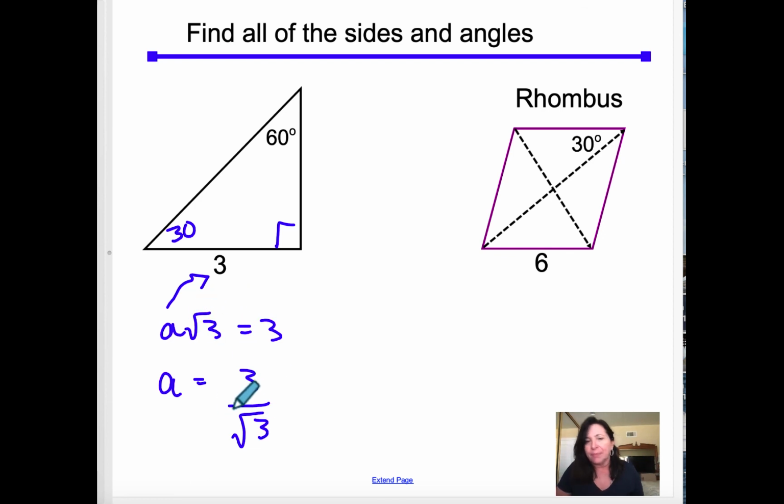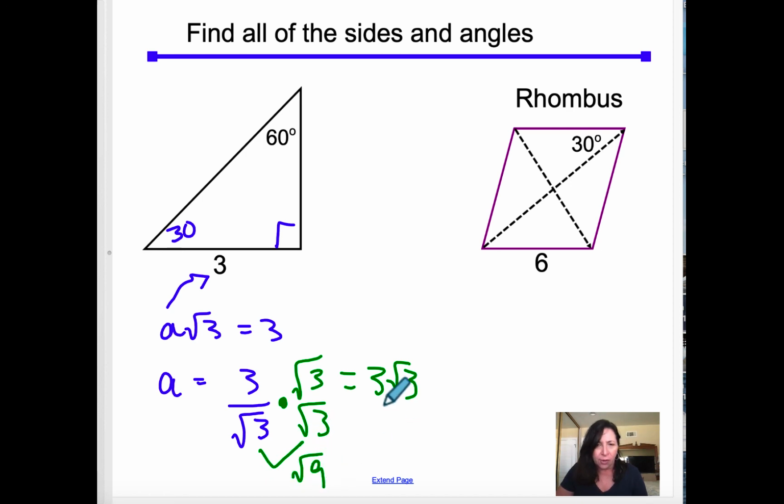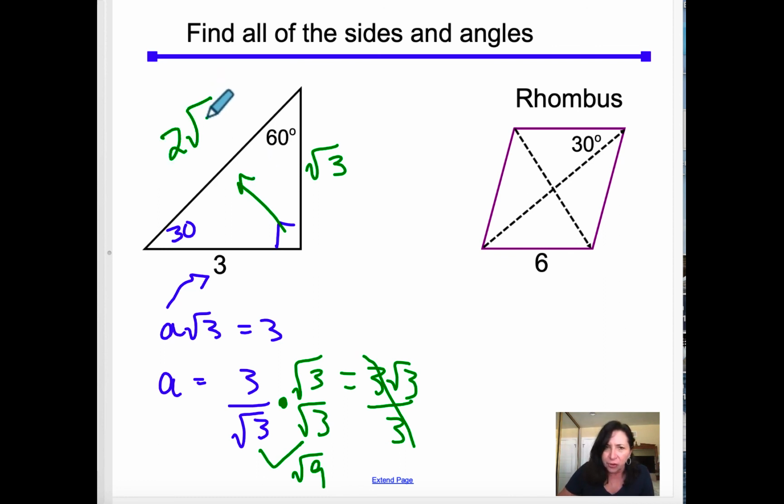So now that's gone. Except for, of course, there's always something. I can't leave a root in the denominator. So I need to multiply by 1, but in the form of root 3 over root 3. So I get 3 root 3 over root 3 times root 3, which is the square root of 9. Square root of 9 is 3. These are going to cancel. So a is actually equal to root 3, which means across from the 90 is 2 root 3, because that's 2 times that.